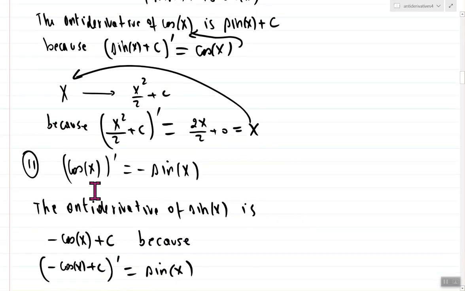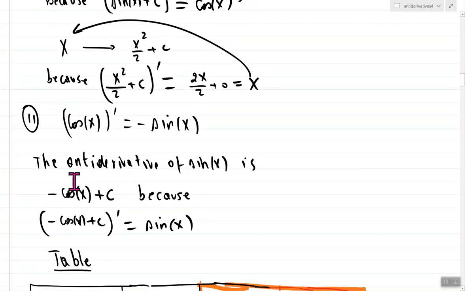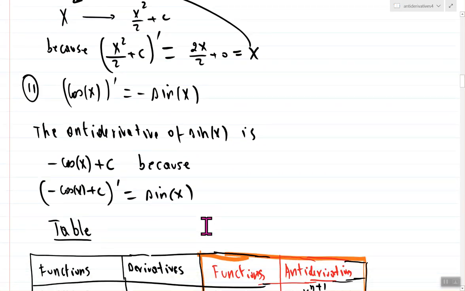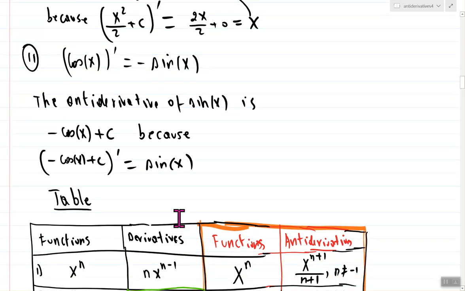The derivative of cosine x is negative sine x. So you could be asked to find the antiderivative of sine x. The antiderivative of sine x is negative cosine x plus c. Why? Because the derivative of negative cosine x plus c is sine x. When you take the derivative of cosine, it gives you negative sine. Negative and negative makes it positive sine x. The derivative of a constant is 0, so you get sine x.